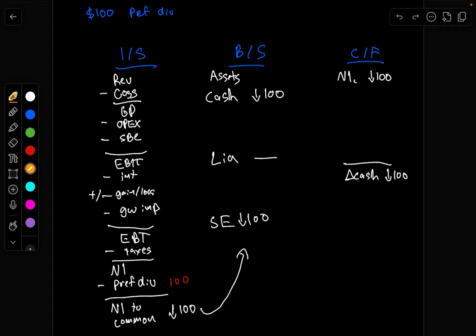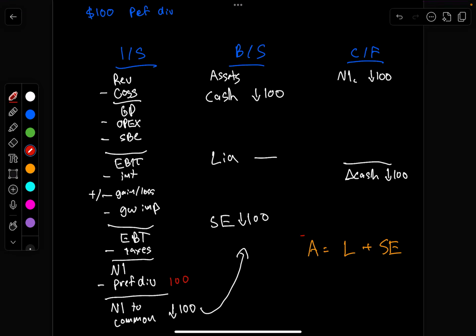So let's check our formula here. Our assets equals our liabilities plus our shareholders' equity. We can see that our assets went down by 100 and our shareholders' equity went down by 100. So in this scenario, our balance sheet balances.